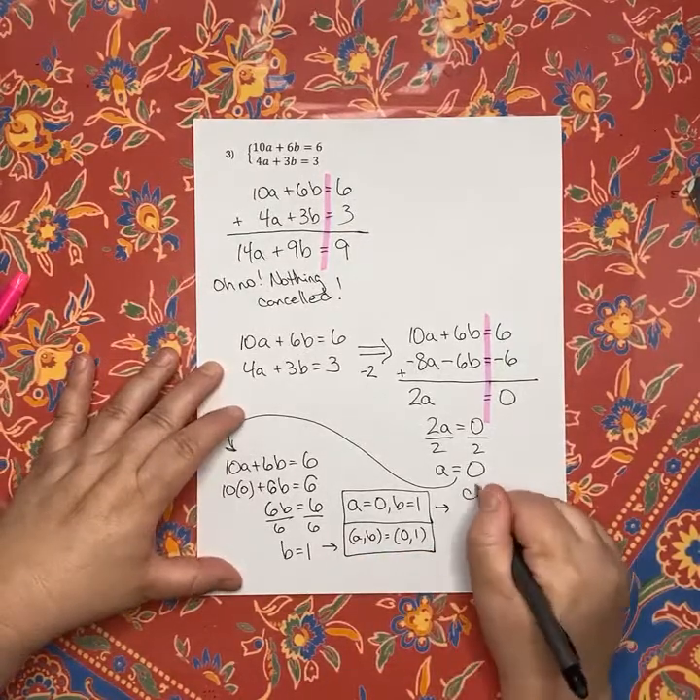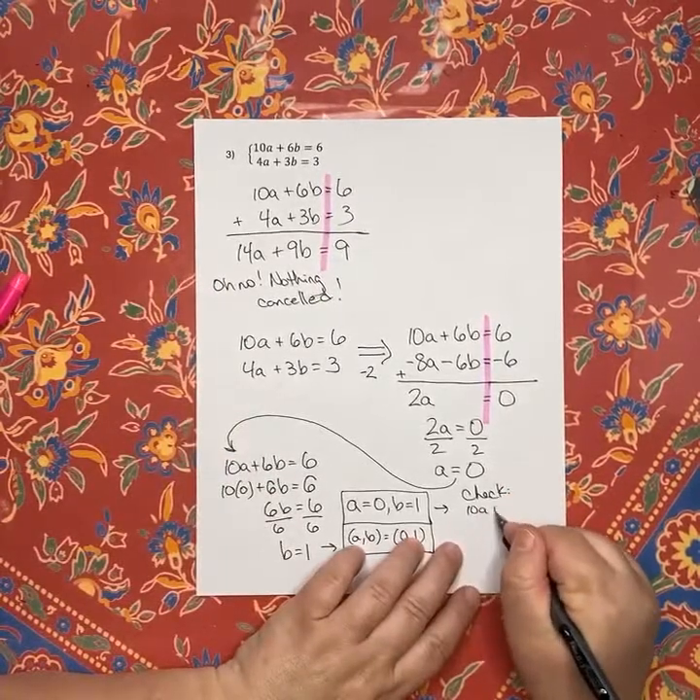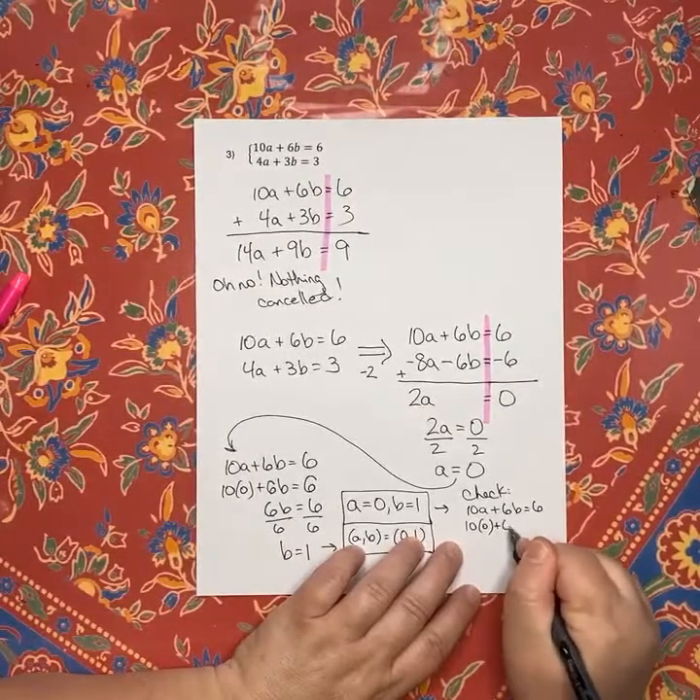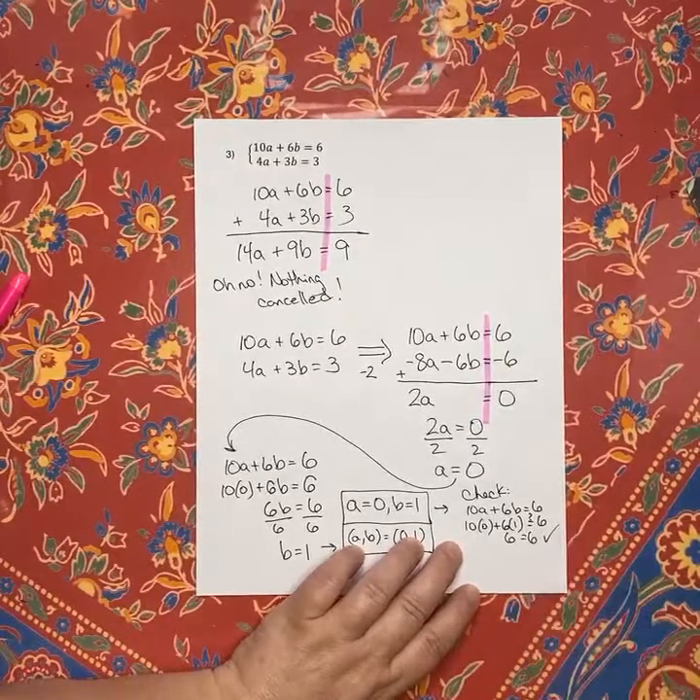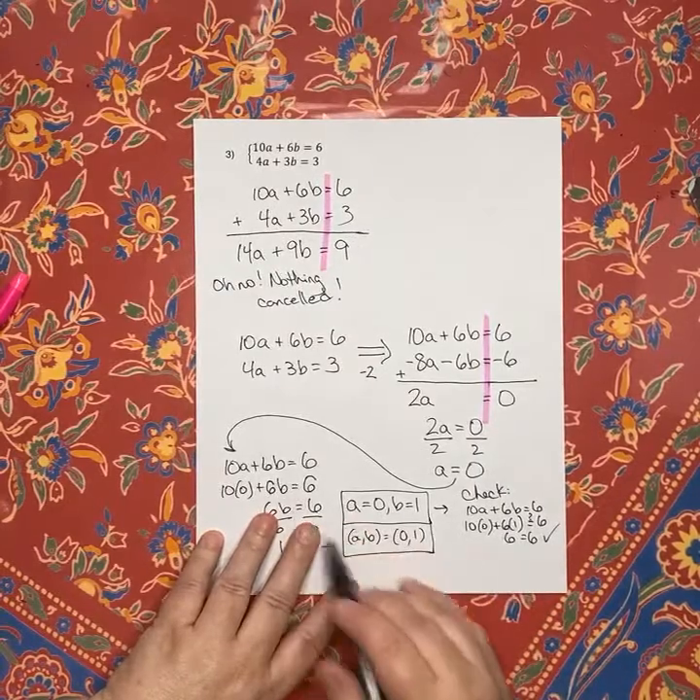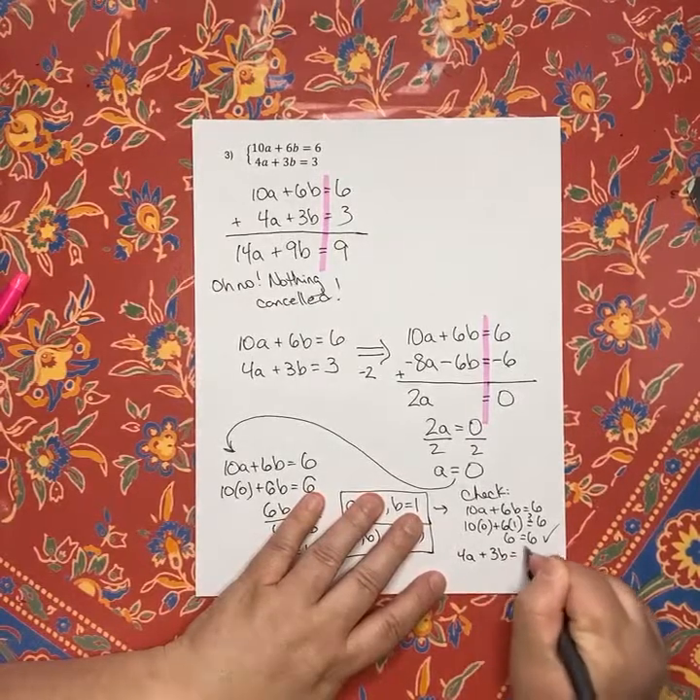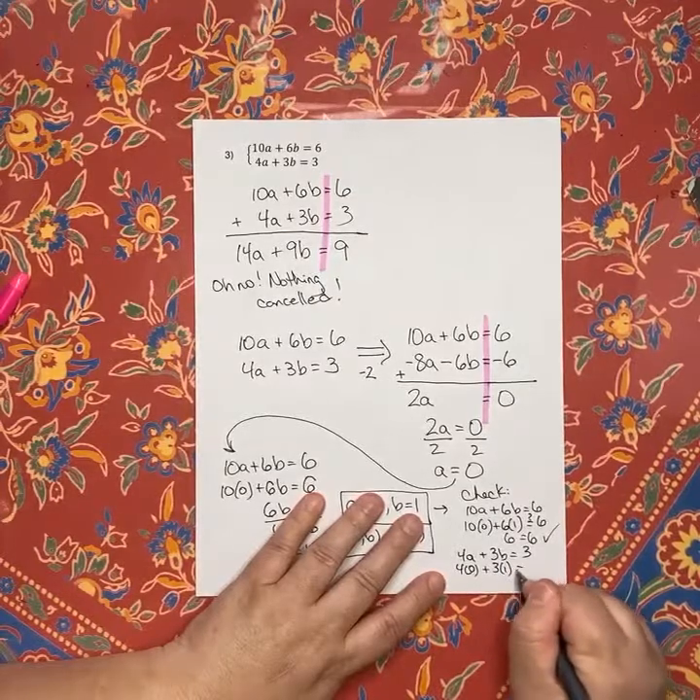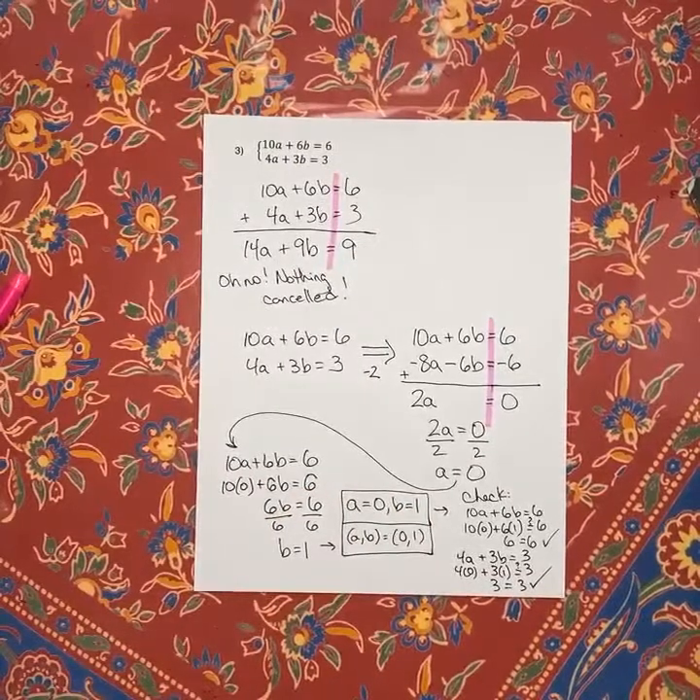And then I can check. So let's see. I can check 10a plus 6b equals 6. So 10 times 0 plus 6 times 1, does that equal 6? Yeah, 6 equals 6. Yay! That's the one I don't have to check because this is elimination. That was the one I used. Let's try the other one. 4a plus 3b equals 3. 4 times 0 plus 3 times 1. Does that equal 3? 3 equals 3. You got it. It's done.